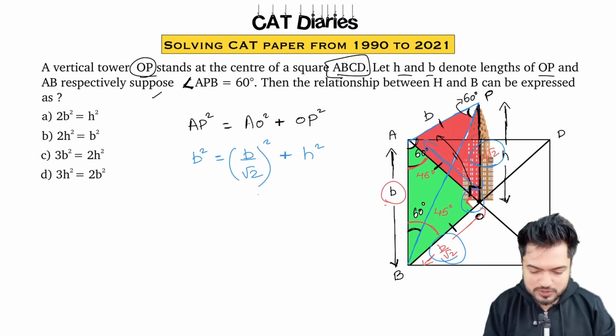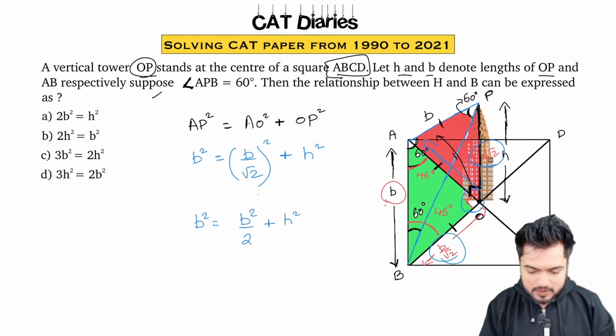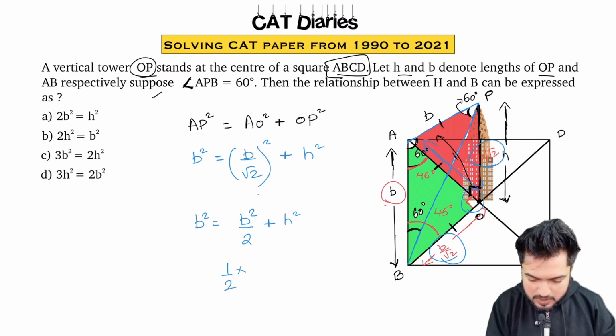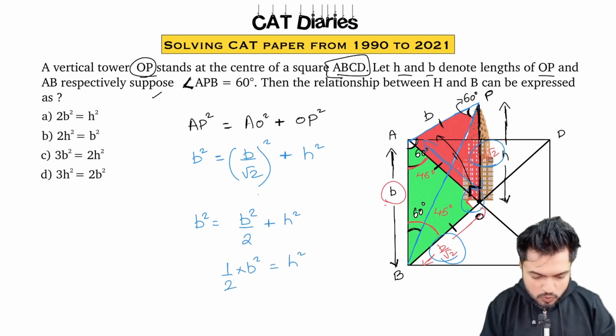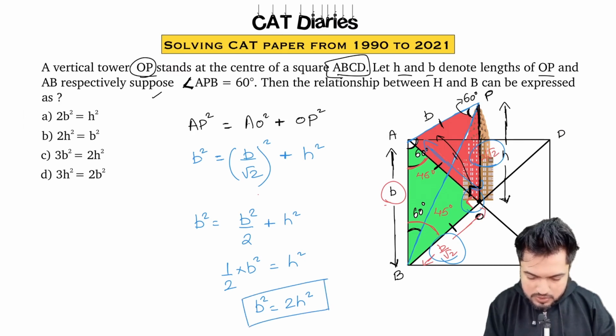Okay, now let's just solve this. So this becomes b square is equal to b square upon 2 plus h square. If you just take the b square across, that will become b square minus b square upon 2. So this becomes half of b square is equal to h square. So what do you get here? You get b square is equal to 2 h square. Okay, that is the answer that you get in this case.